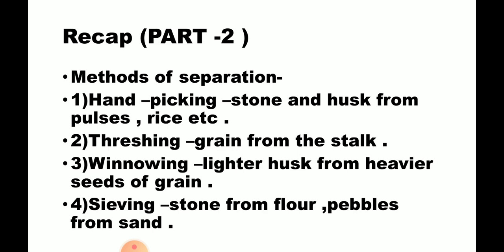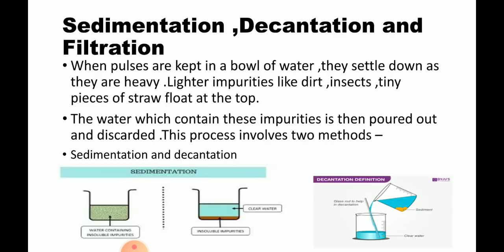Winnowing means separation of lighter and heavier particles. It means the seeds of grain are separated from the husk. The husk, being lighter, blows away with the wind, and the seeds or the grains fall down. Then we learned about sieving. It means stone from flour or pebbles from sand can be separated with the help of a siever or a strainer, and this is called sieving.